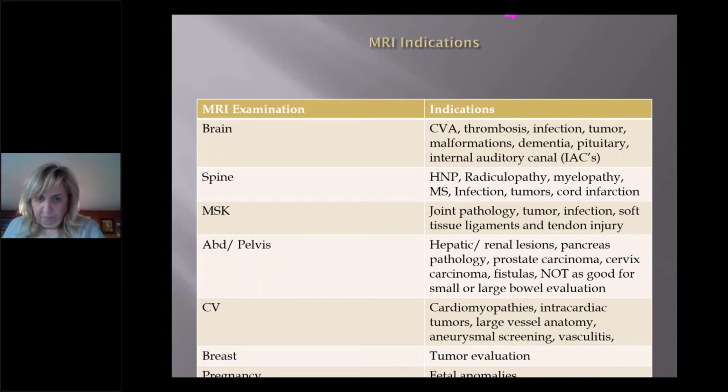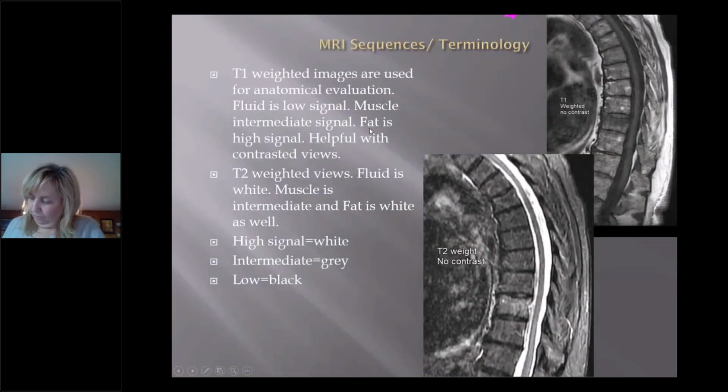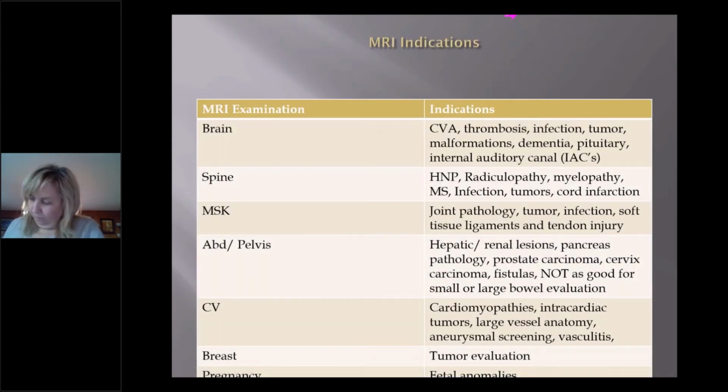Cardiovascular, looking at cardiomyopathies, intracardiac tumors, exquisitely rare. Big vessel anatomy, aneurysmal screening, vasculitis, things like that are all very reasonable. There is some use of this in tumor workup with breast, and even in some really off-the-cuff stuff, in utero fetal anomalies, doing the MRI to have a better idea what's going on. You know, at least can give an idea. It's not something I've seen in practice very commonly. I think that's probably more a tertiary center, but nonetheless, it's certainly an option because there's no radiation involvement.